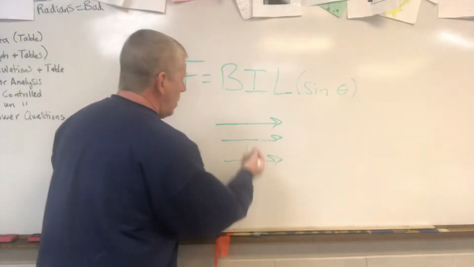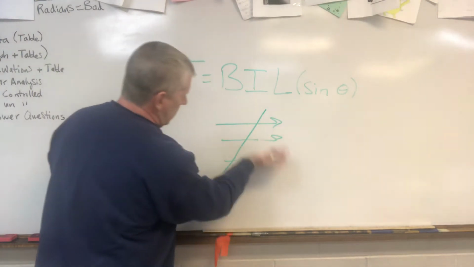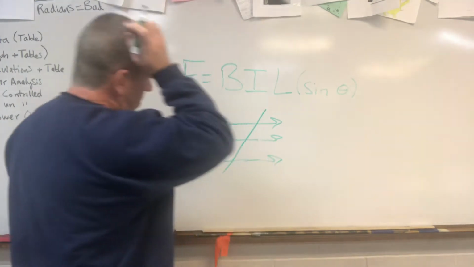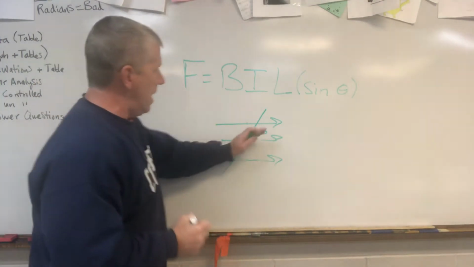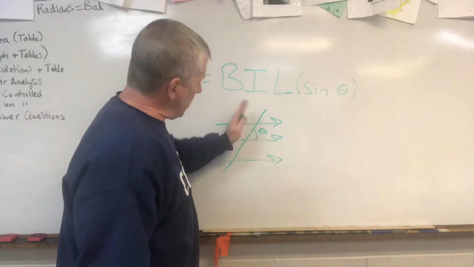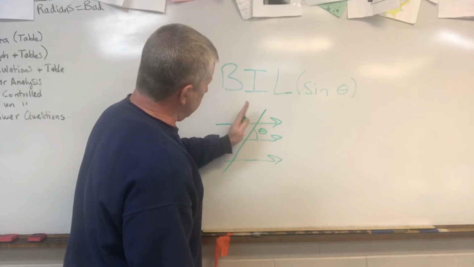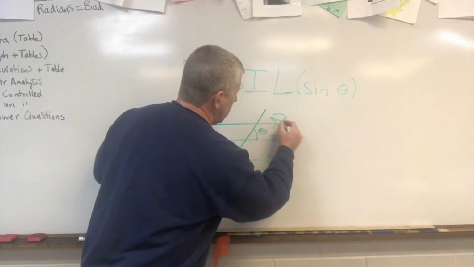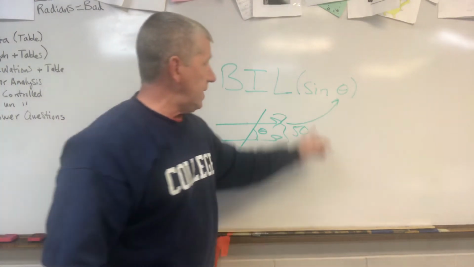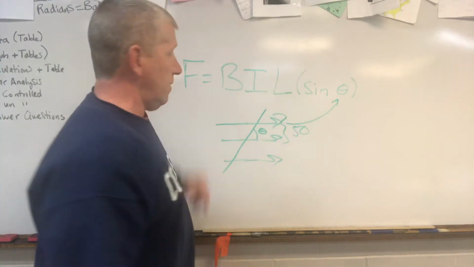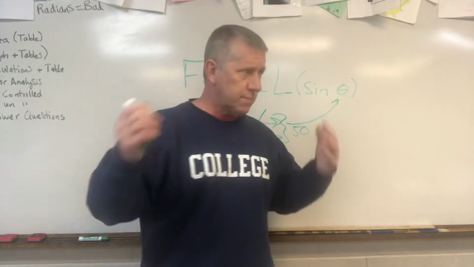But what if you had a wire that was somewhere in between parallel and perpendicular to the lines? So now I would have to measure this angle here. That's my theta angle. Remember, theta here is 90, theta here is 0, so you'd have to measure from here. So whatever this angle is, that goes in here. So if this is 50 degrees, we put sine of 50 in there and then multiply by these 3 factors.